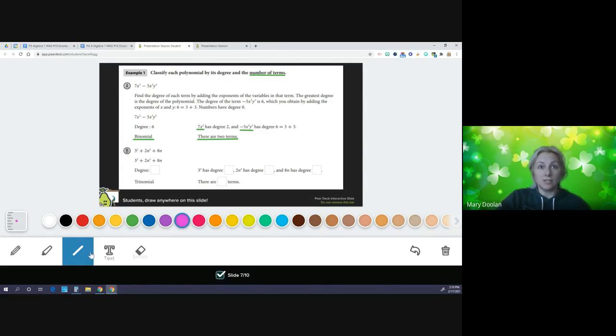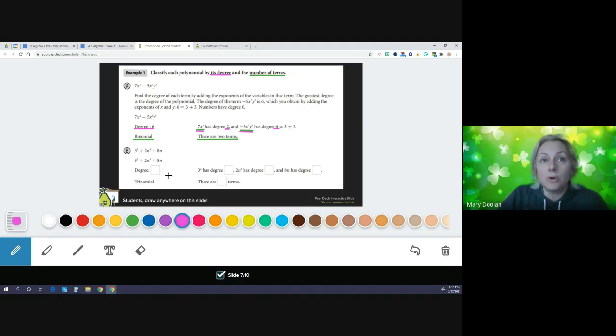The other thing it's asking us to do is to figure out what its degree is. It says its degree is 6. Why is that? Let's find out. We have to look at each term of the polynomial. I look at 7x squared. The degree is 2. If I look at negative 5x cubed y cubed, the degree is 6. Why is it 2? Why is it 6? What you have to think about when you're trying to find the degree is you look for exponents on variables.